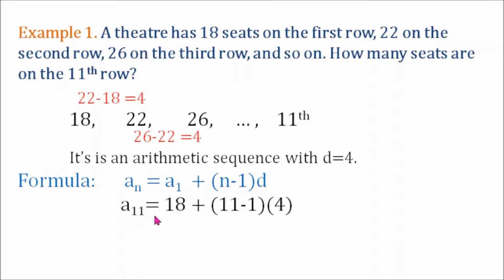A sub 11 equals 18 plus 11 minus 1 times 4. So 11 minus 1 is 10, times 4 is 40. So that means a sub 11 equals 18 plus 40. And our answer is 58. This means there are 58 seats on the 11th row.